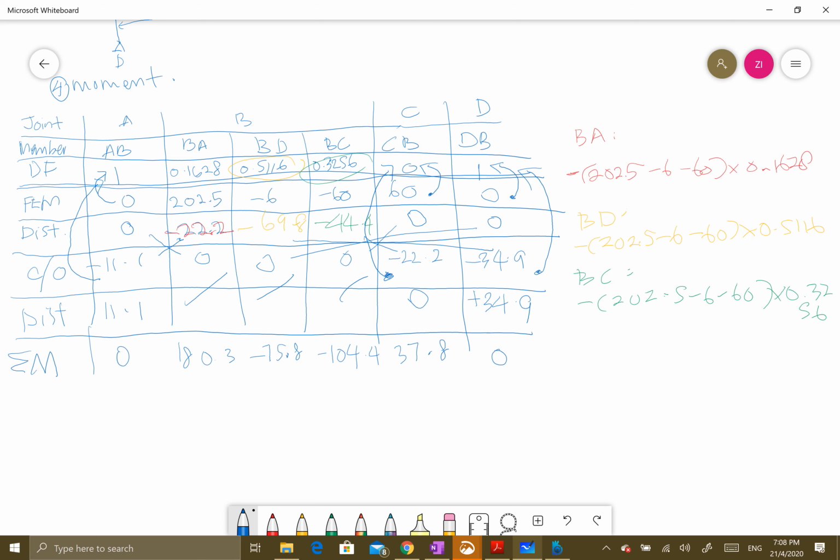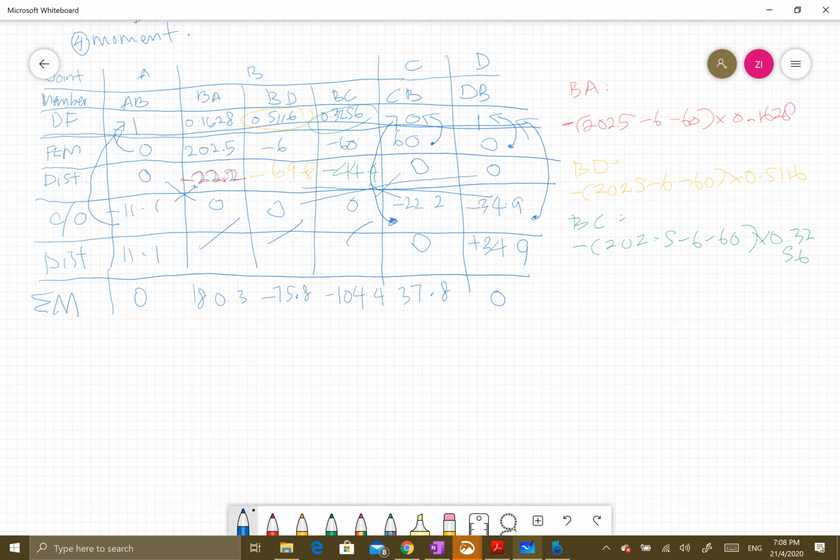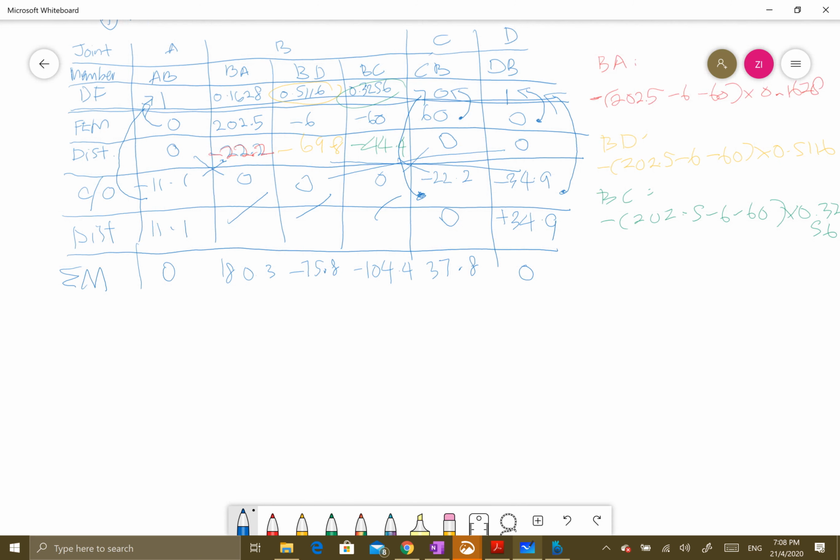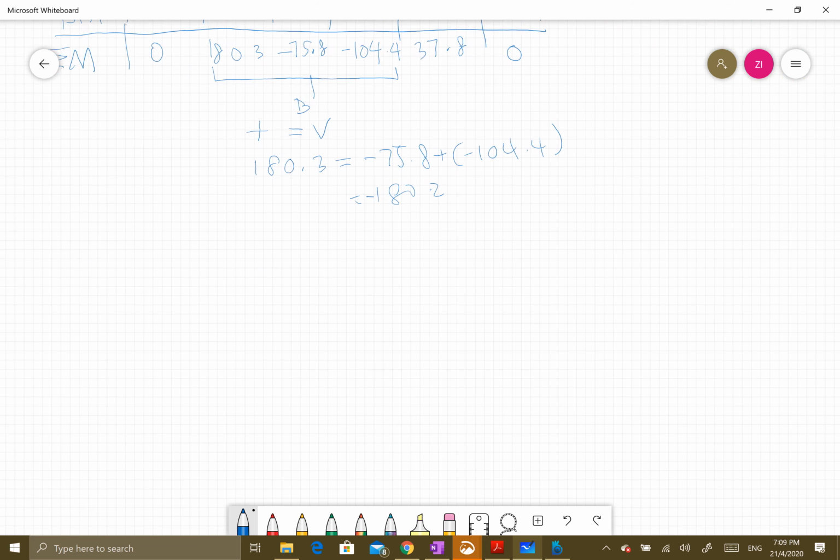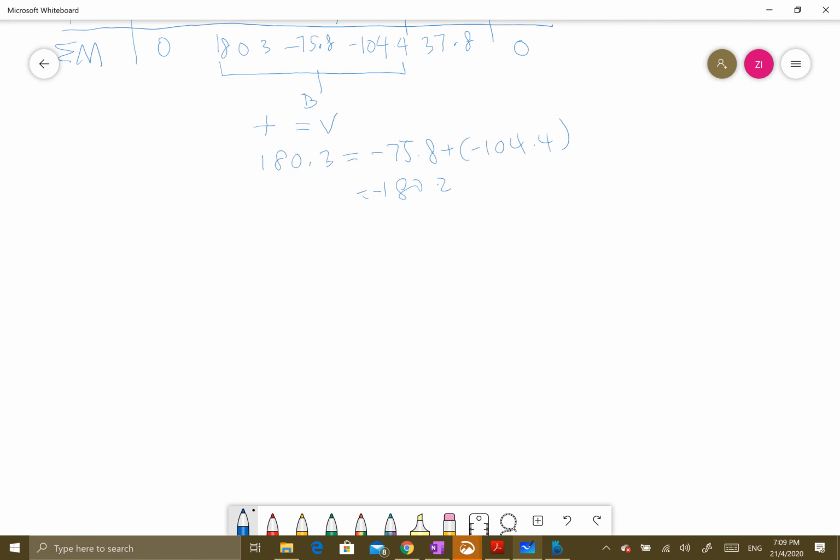so if you want to check, how do you check? For one joint, so this is joint B, right? Joint B, the total of positive must be equal to the total of negative. So 180 must be equal to negative 75.8 plus negative 104.4. So you get negative 180.2, so it's okay. So it's balanced. So now what we want to do is draw the bending moment diagram.